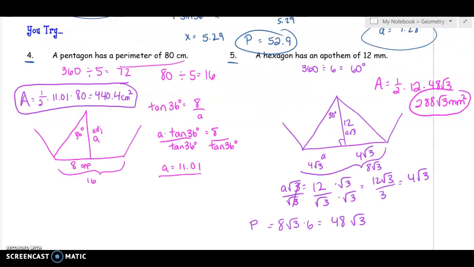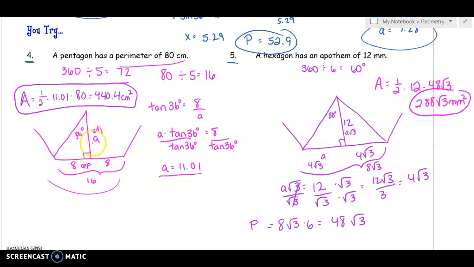For the pentagon, you're going to take 360 divided by 5 like we did in number 3. Each of the central angles is going to be 72. The apothem cuts that in half, creating a 36 degree angle. The perimeter is 80, so you're going to do 80 divided by 5 equal sides. Each side is 16. So notice this whole thing is 16, and then it gets cut in half to 8 and 8 each. So we're going to do trig.